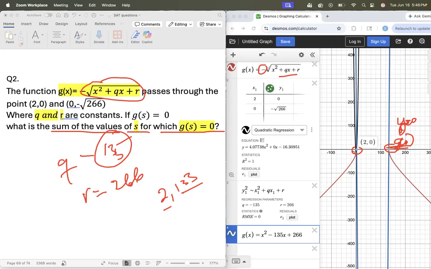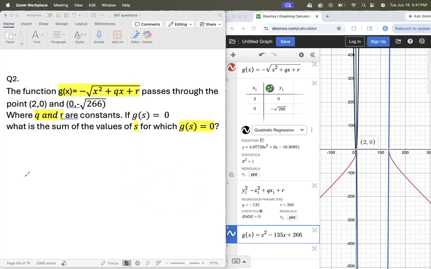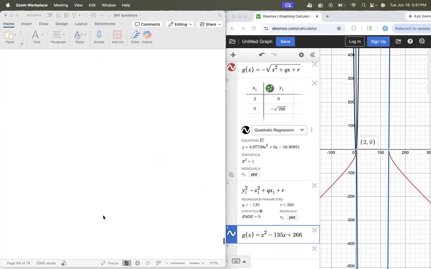When you think about it, after you calculate this, you don't have to do this, but because I want to show you, I show you the graph and we plot it and we get the same thing. So the sum of the solution is right here, 135, which is the same thing as the sum of the values of s for which g of s is equal to 0. Don't pick r and q. R and q is wrong. We're looking for the roots that give you g of x is equal to 0. So that's the last question.